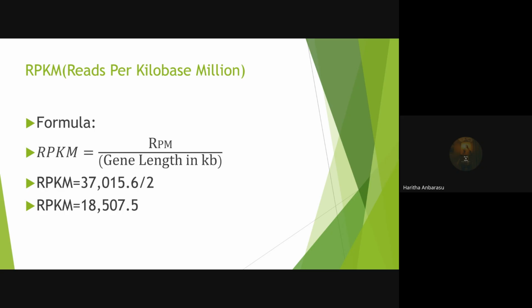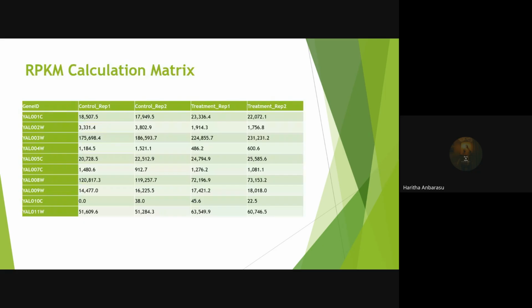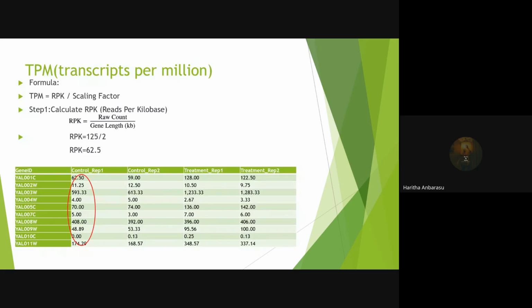So we get the RPKM value of 18507.5. This is the RPKM for first read. We need to do the same calculation for every read to get the RPKM value for each read. This is the RPKM value for each read.